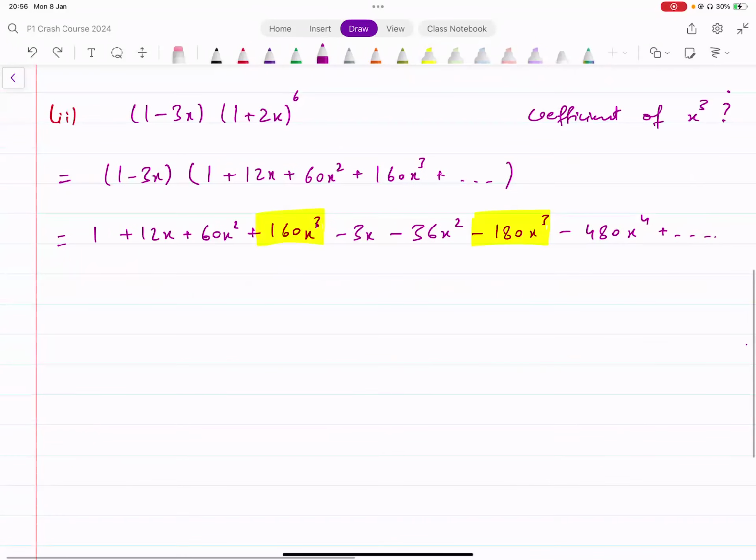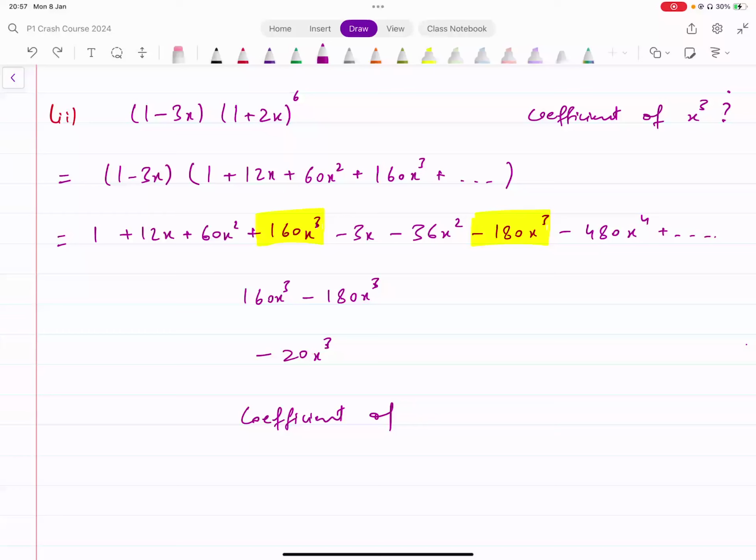Where do we have x cubed? We have x cubed here and we have x cubed here. We just focus on those two terms and we end up getting 160x cubed minus 180x cubed. That results in minus 20x cubed. So what's the coefficient of x cubed then? The coefficient of x cubed that we have here is minus 20. That's what we were looking for.